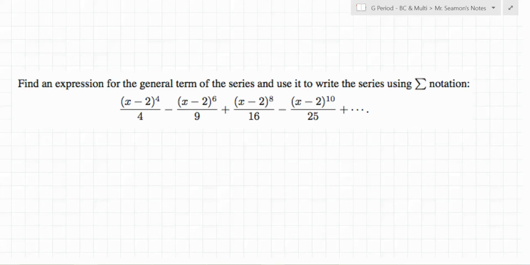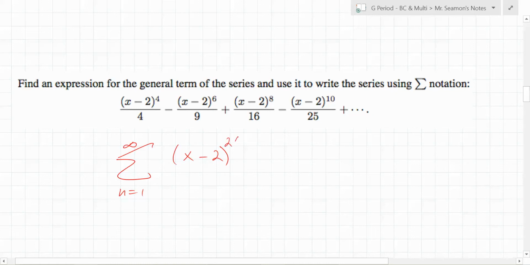Find an expression, not an equation because there's no equal sign, but an expression for the general term of that series. Yes, Cameron. So the sum from n equals 1 to infinity of x minus 2 to the... Wait, hold on. I think it should be x minus 2 to the what power? To the n. That's not what I was saying. To the n plus 1.